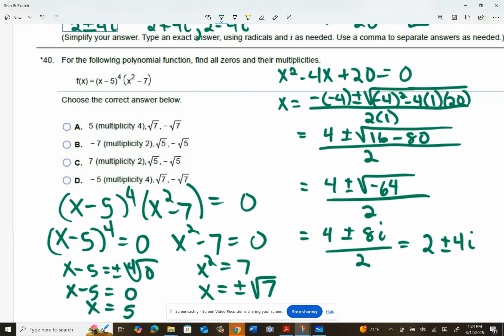So the 5 was multiplicity 4, positive 5, multiplicity 4, and then I have square root of 7 and negative square root of 7 just occurring one time each. The 5 really had a factor of 4 associated with it, so it occurred 4 times, and then each of the others occurred just once, right? So it would be this one. Okay, so it'd be A.